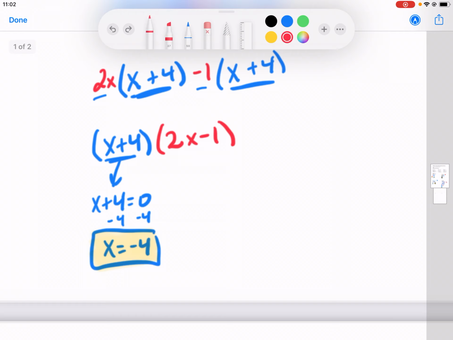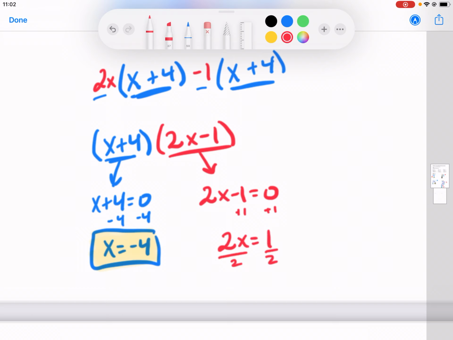Then I'm going to go ahead to the 2x minus 1. I'm going to set that equal to 0. And you solve by adding 1 and then dividing both sides by 2. And there you go.